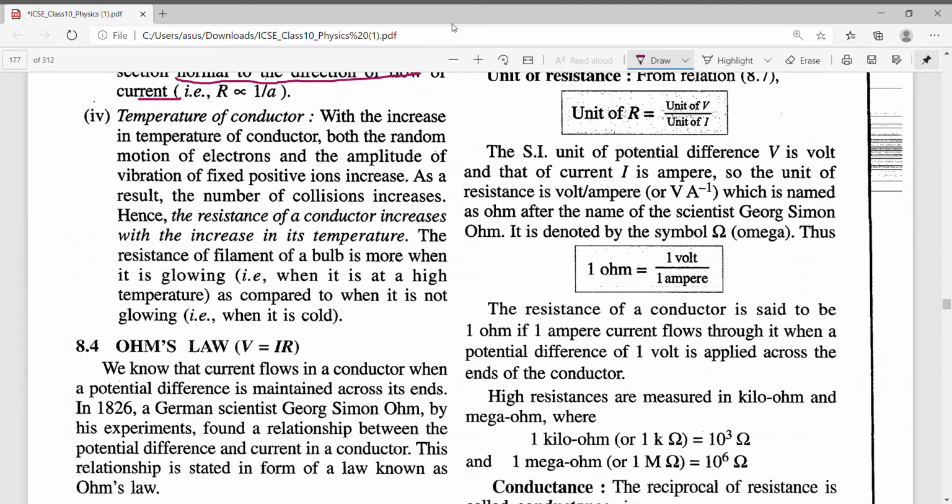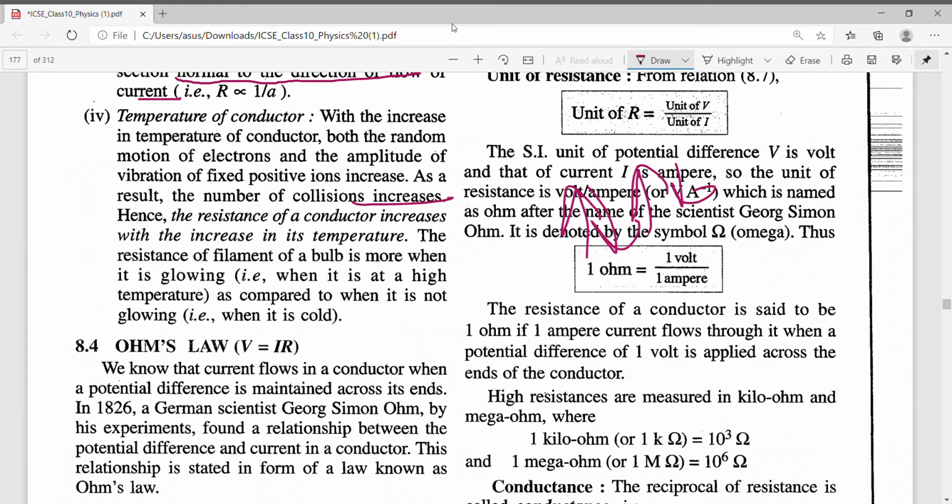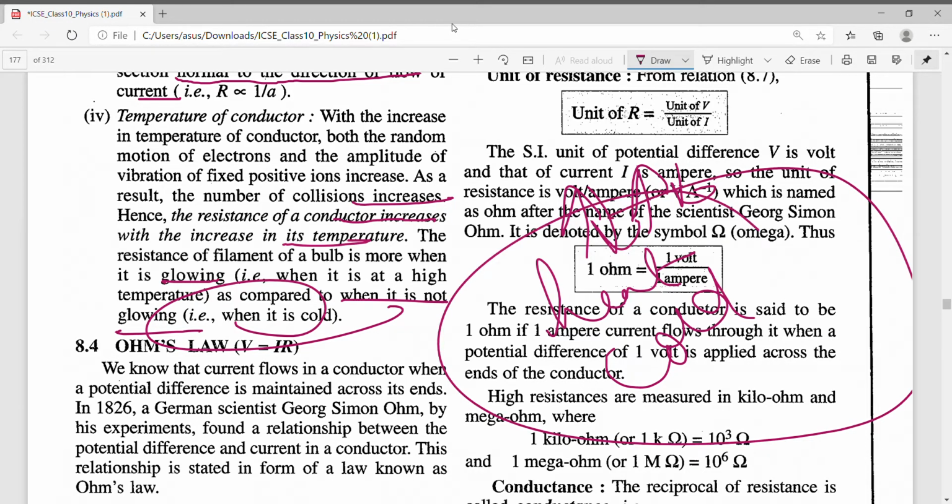Temperature of a conductor, right? With the increase in temperature, the random motion of electrons and the amplitude of the fixed positive ions increase. Amplitude means the vibrations that they make, right? So they increase, and as a result, the collisions also increase. So the resistance also increases with the increase in temperature. So the resistance of the filament of a bulb is more when it's glowing, that is when it is at a higher temperature, because it gains heat, as compared to when it's not glowing, that is when it is cold, because then it's not gaining any kind of heat.